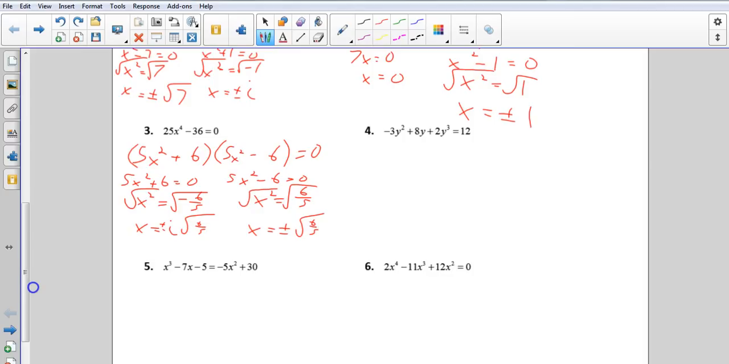On to number 4. Now you may notice I need to move the 12 over, and when I do that, I get negative 3y squared plus 8y plus 2y cubed minus 12. And if you tried right here, don't write this on your paper, because I'm going to erase this. But if I tried to factor this right now by grouping, the only thing I could take out of here is a y, which would leave me negative 3y plus 8. Well, there's no way I'm going to get anything out of here to give me negative 3y plus 8 here. It just doesn't work. There's no way with this formation for it to work.